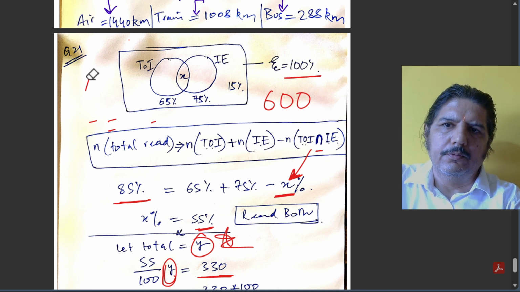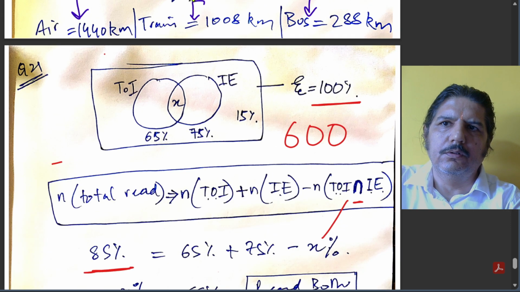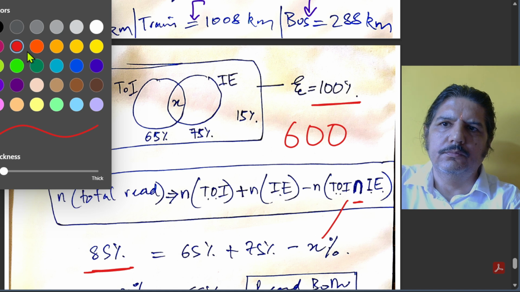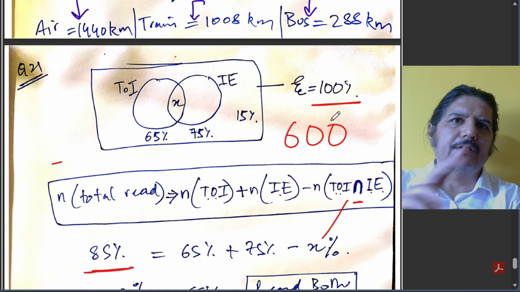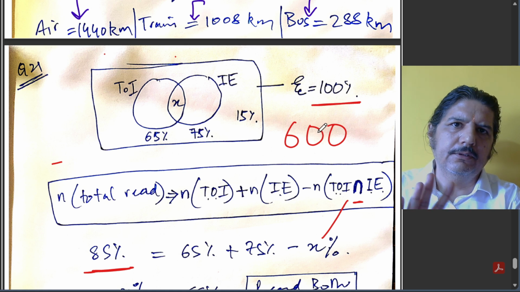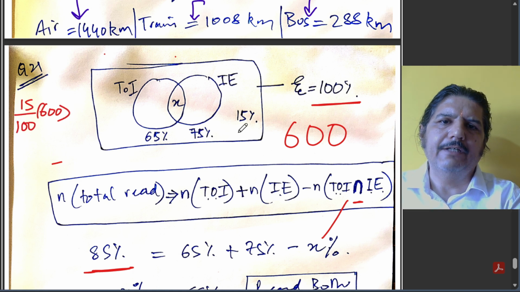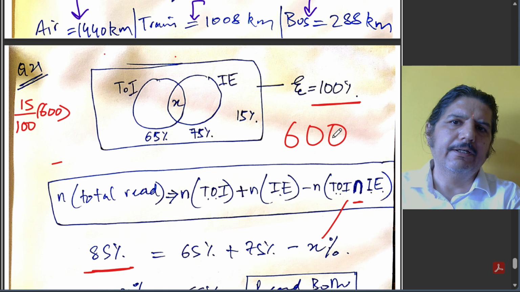For people who are not able to understand, now that we have the value of Y, let me try to explain the question again. So there's a locality of 600 people. 15% don't read any newspaper. So 15% of 600 is 90. So 90 people don't read at all.